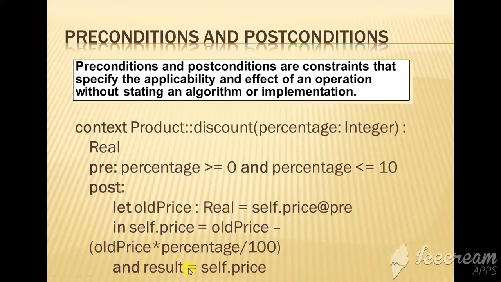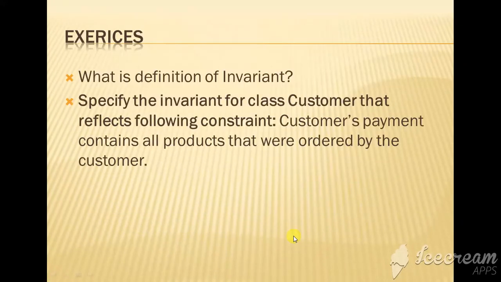So the result will be the sell dot price. We have the old price, and the sell price means the current price, after you deduct the percentage, and then the discount will be given, and then it will go into the cart. So this is a definition of an invariant which we have seen already. So this will be the exercise for you. Specify the invariant for class customer that reflects the following construct. Customer's payment contains all products that were ordered by the customer. That will be the exercise for you.